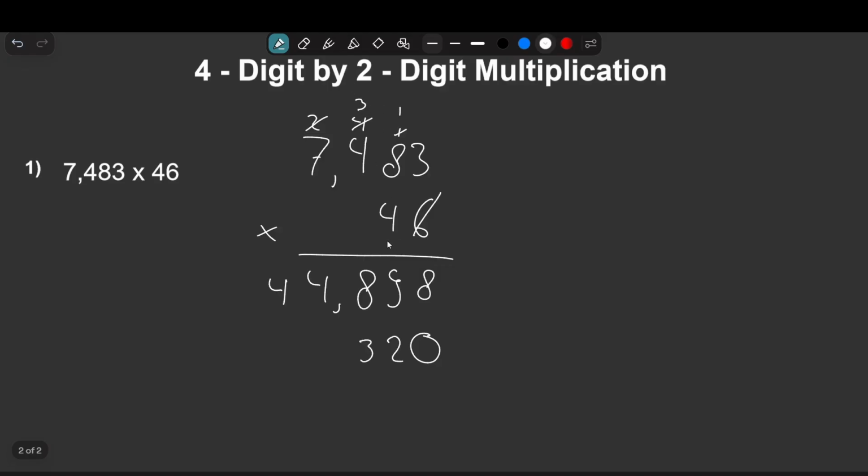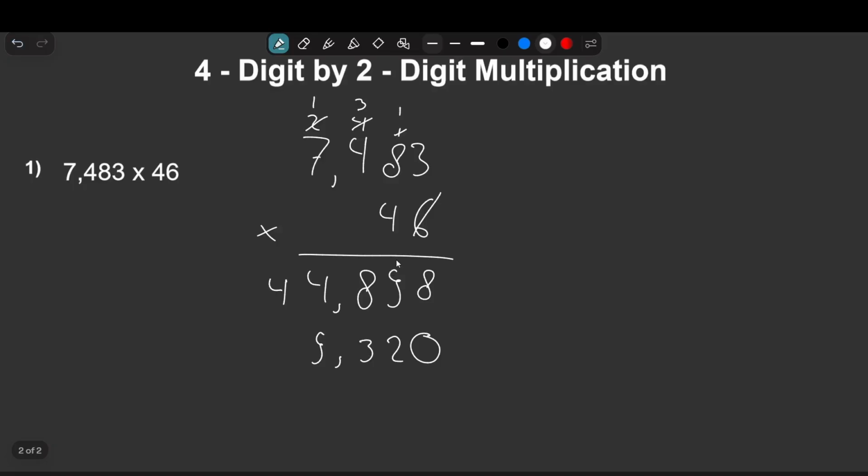Now we're going to do 4 times 4. 4 times 4 equals 16, plus the 3 we just carried over. We're going to get 19. My bad, guys. We're going to get 19. So we're going to write the 9 down here. Don't forget the comma. And we're going to carry the 1.